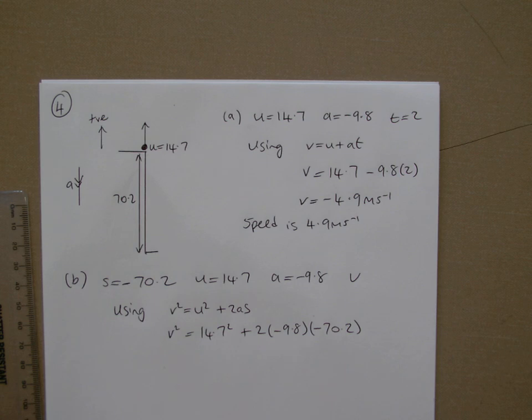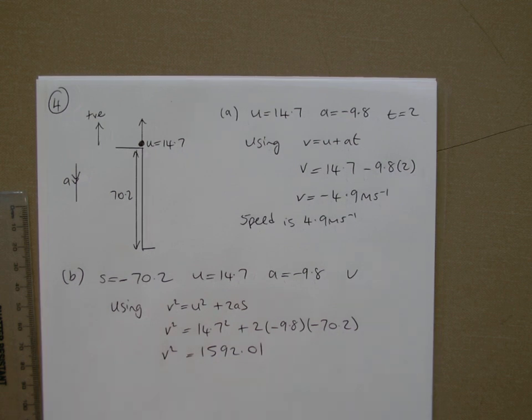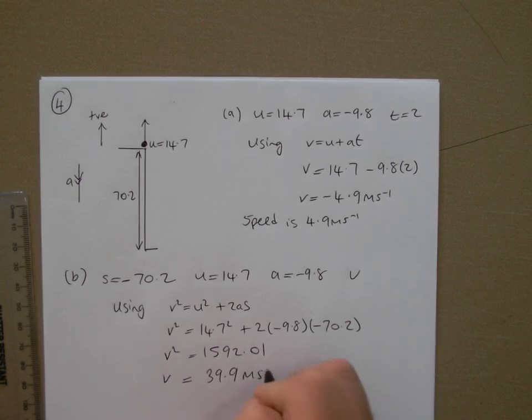So type that into my calculator, and we get 1592.01. So to get v then we need to square root that answer, and we get 39.9 meters per second.